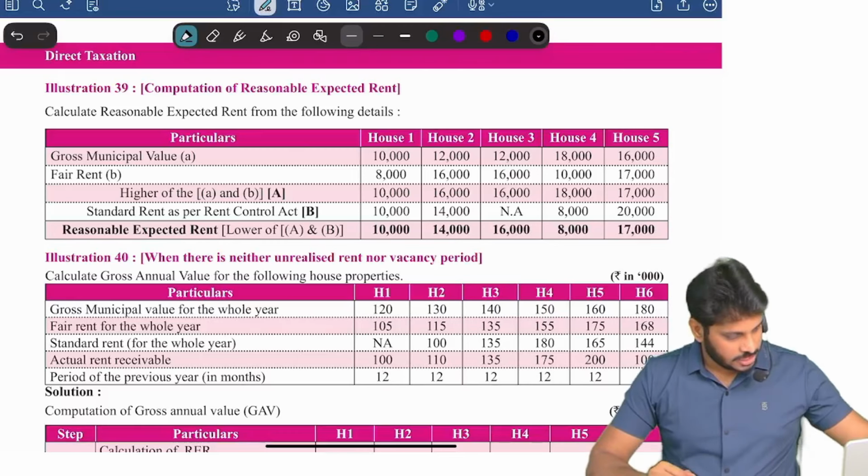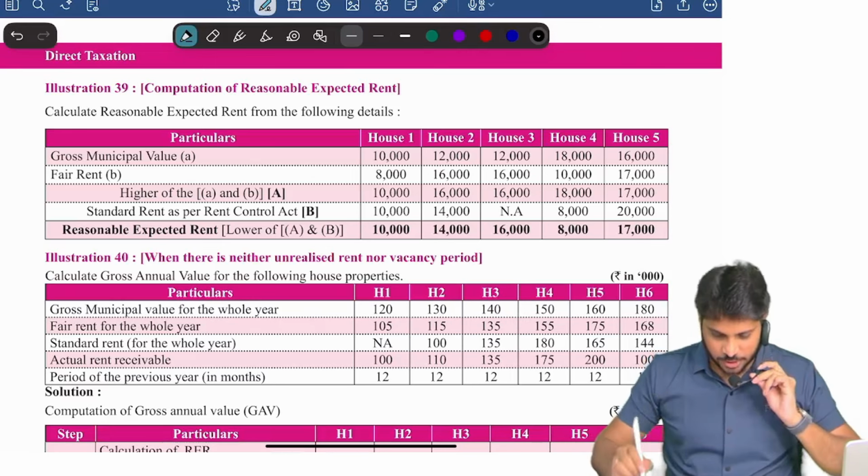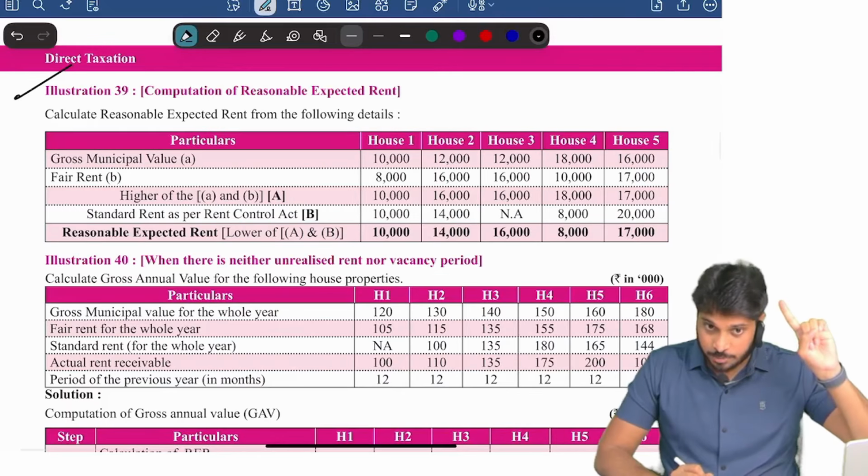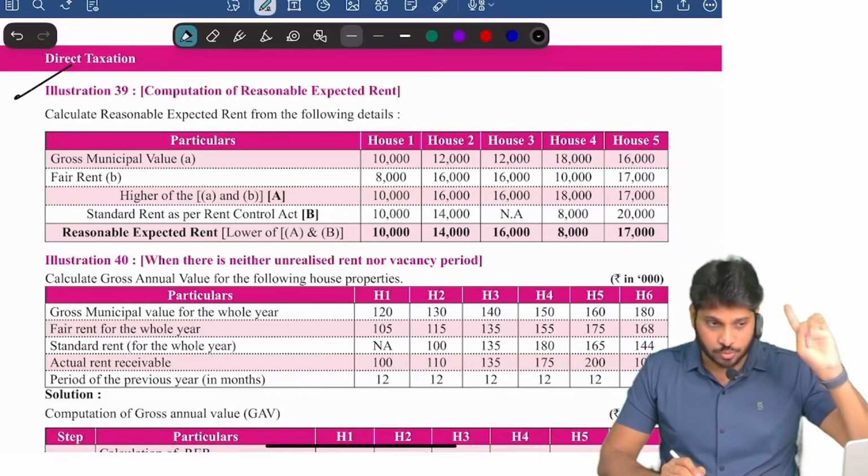Now let's begin income from house property problem solving in CMA. Okay, let's continue the discussion. In salaries, 38 problems we completed. Please must and should watch that, don't miss it at all.